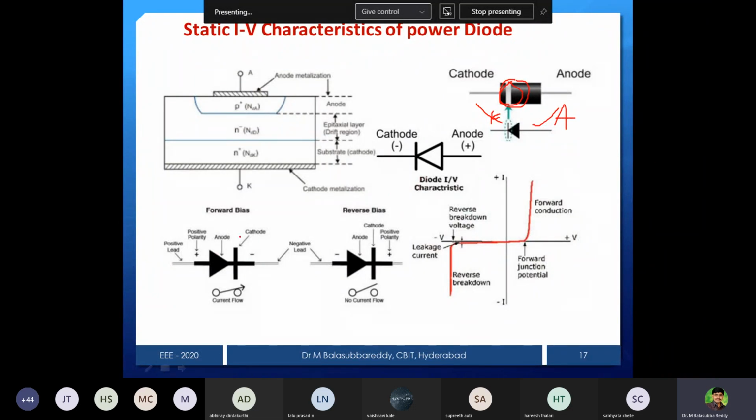Now we can see it operating as a switch, in the on state or off state, straightforward. When the anode is positive with respect to the cathode, it starts conducting. So when the anode is positive with respect to the cathode, the switch will be closed and it is going to conduct. And similarly, in this case, you can see that the anode is negative and the cathode is positive.